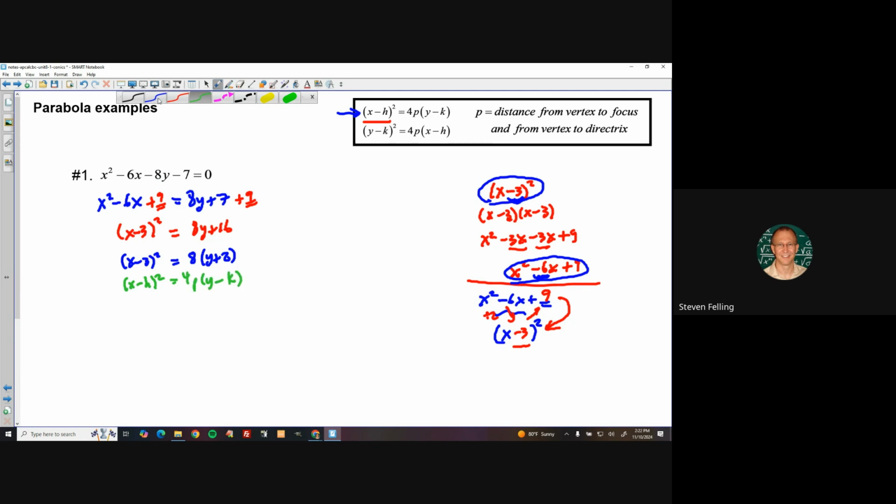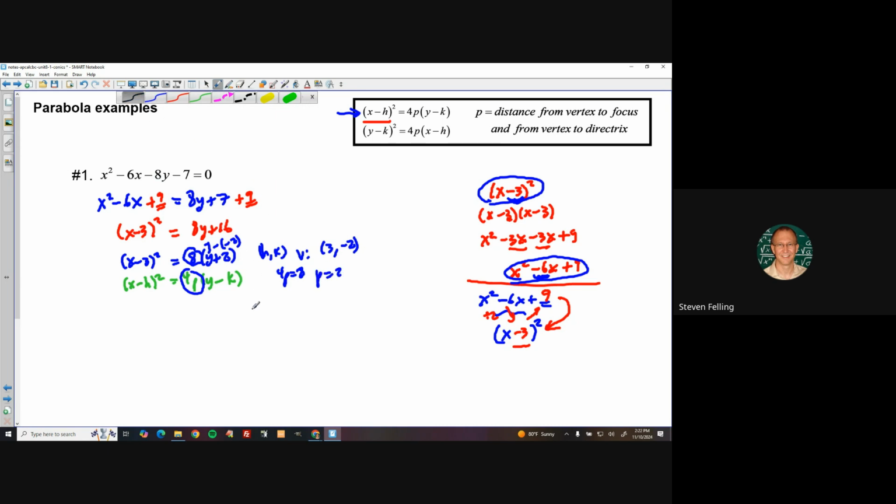Okay, so now I can identify what the things are. The h, k is the vertex. So that means the vertex here is at, let's see, the x coordinate is 3, right? And the y coordinate is, this y plus 2 can be thought of as y minus negative 2. So that's a negative 2. And that locates where the vertex is, right? The other thing is that this number 8 is equal to 4p. So since 4p is equal to 8, that means p is equal to 2.